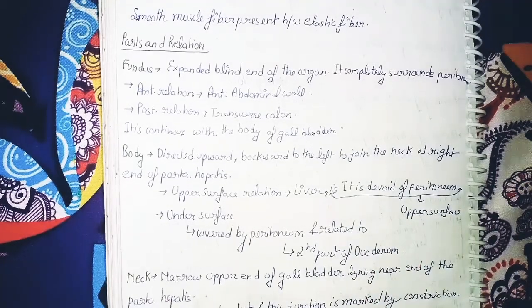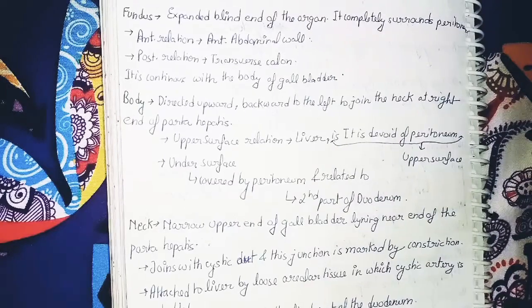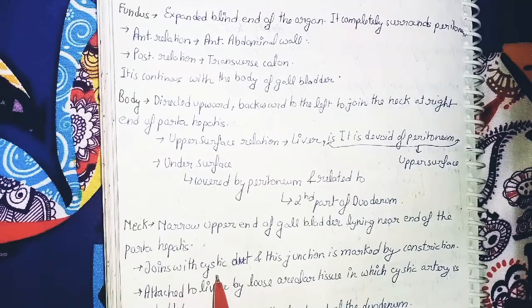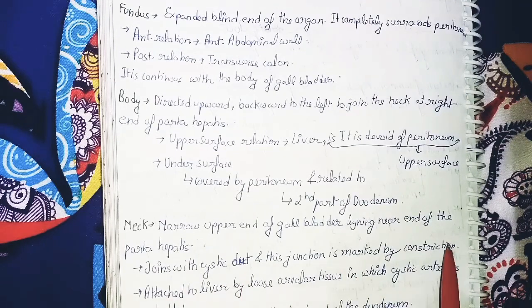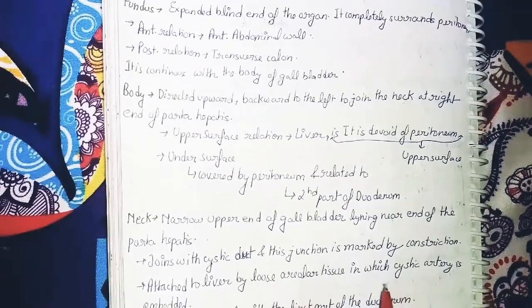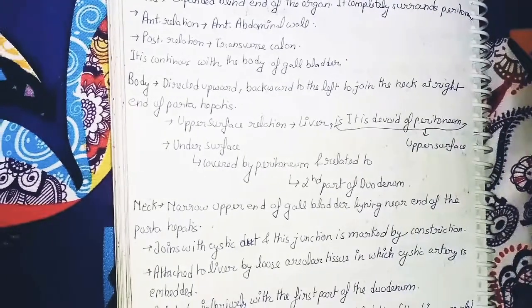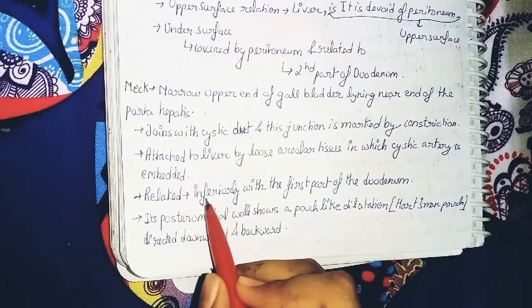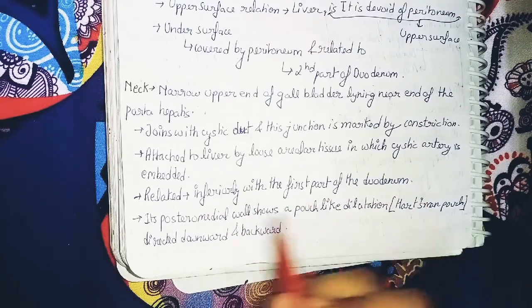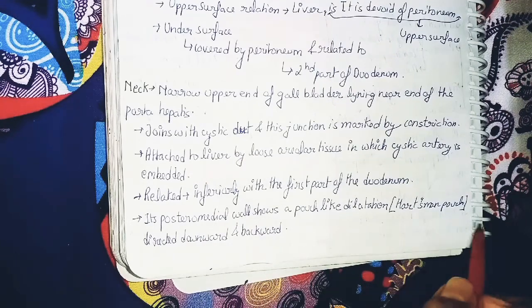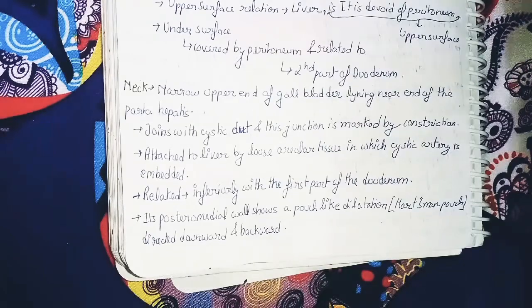Now coming to the neck. The neck is the narrow upper end of the gallbladder lying near the right end of the porta hepatis, which joins with the cystic duct, and this junction is marked by a constriction. It is also attached to the liver by loose areolar tissue in which the cystic artery is embedded. It is also related inferiorly with the first part of the duodenum. Its posterior medial wall shows a pouch-like dilatation called Hartmann's pouch, directed downward and backward.